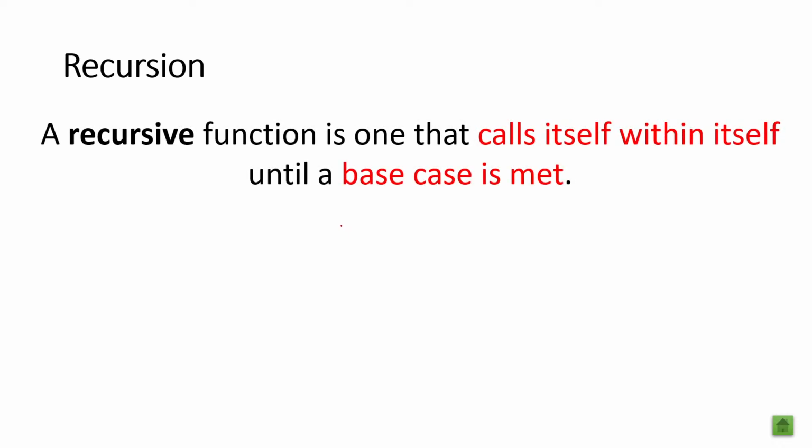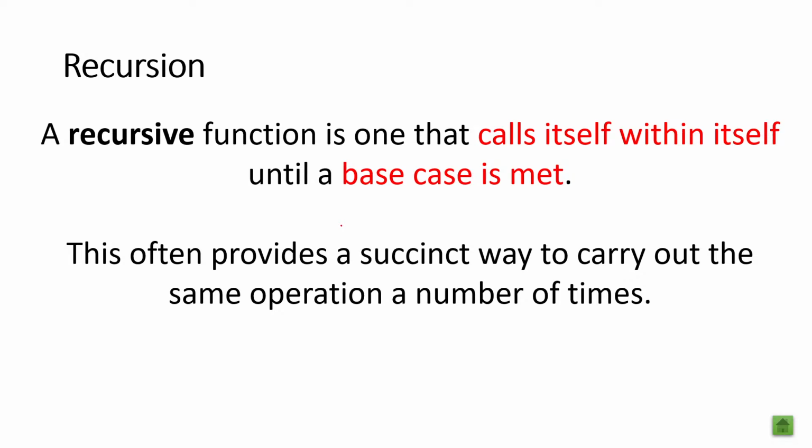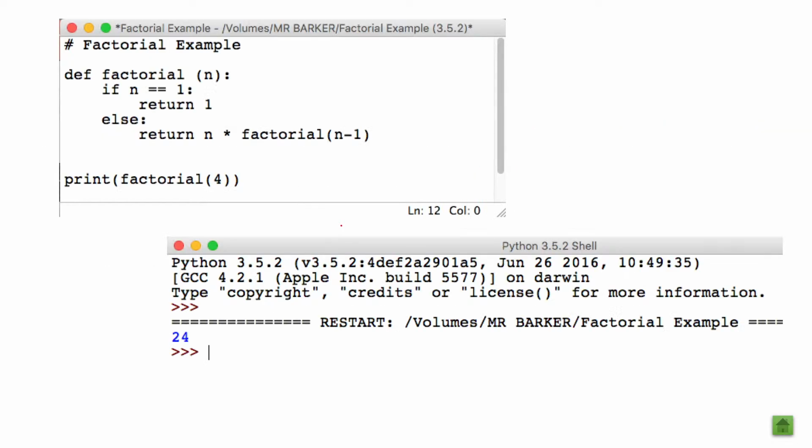Recursion. Now, recursion is a function that calls itself within itself until a base case or a terminating condition is met. It provides a succinct way to carry out the same operation a number of times. I've used this in class before. You've seen it, but we think about a factorial, for example. If you don't know what it is, give it a quick Google, have a look. But here's a piece of code for it. Now, the easiest way to spot recursion inside an algorithm is to look for the name of the function inside itself.